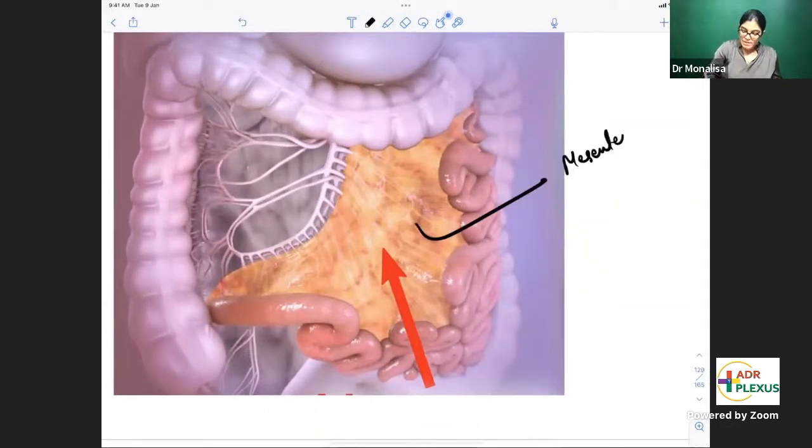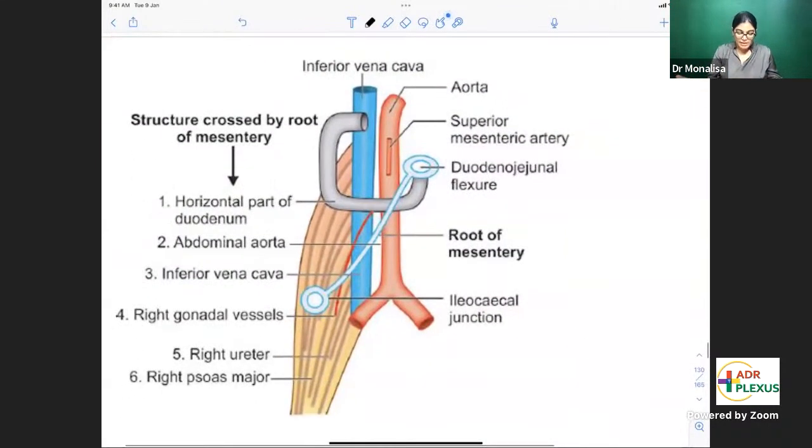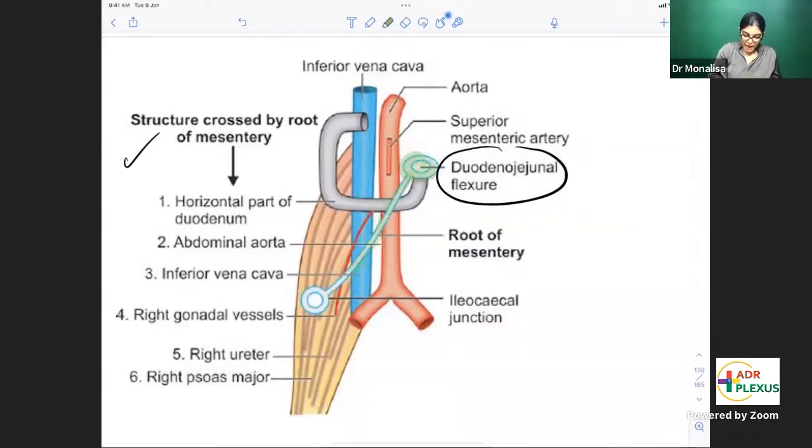And we know that the mesentery has an attached border of 15 to 20 centimeters, which is descending, starting from the duodenojejunal junction and going towards the ileocecal junction. So see here, the root of the mesentery is crossed by the following structures. The root of the mesentery is attached from the duodenojejunal junction to the ileocecal junction.